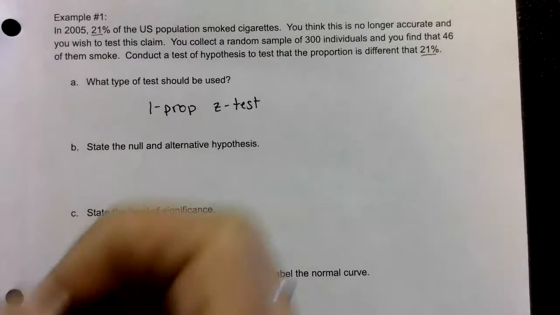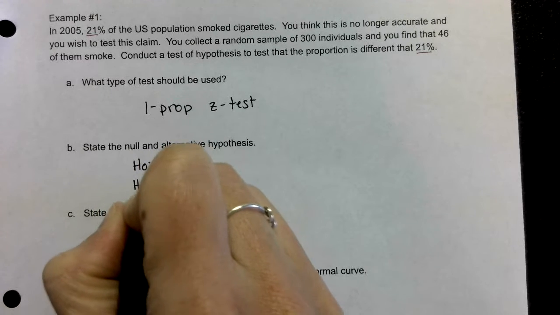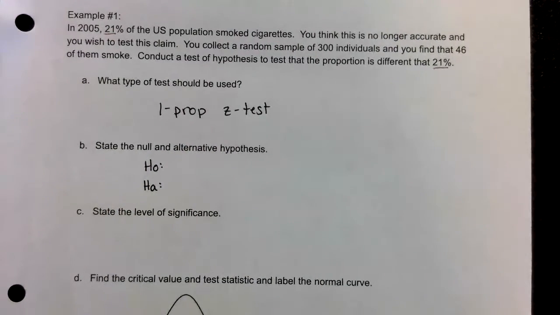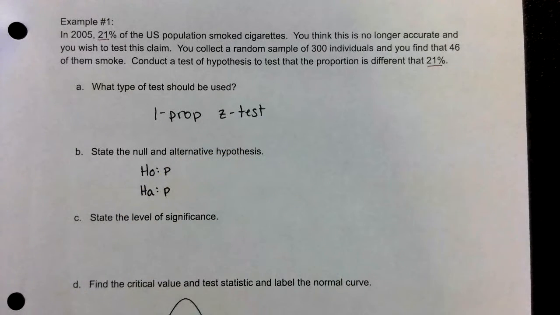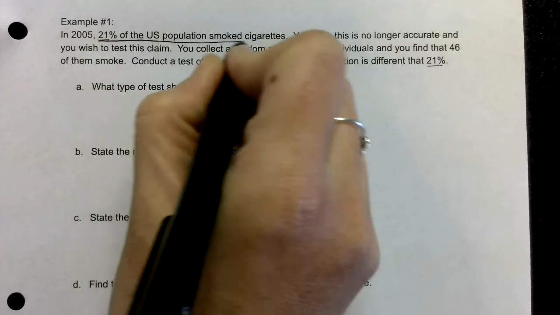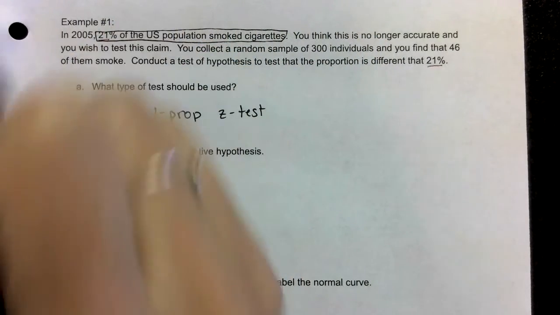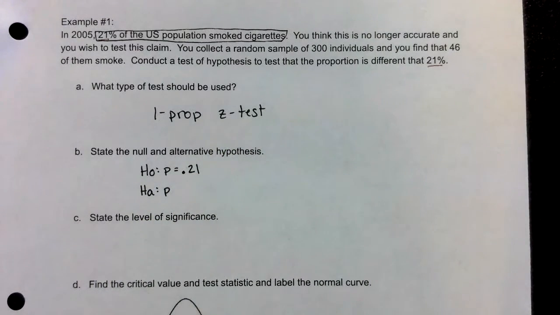Okay, so our null and alternative hypothesis. We always start our test out with this H sub 0, H sub A. Because it is proportions, we're going to use p here because somebody is making a claim about the population proportion. And the original claim is that 21% of the US population smokes cigarettes. So the original claim is that the population proportion is 0.21.